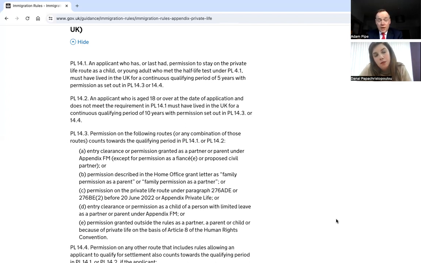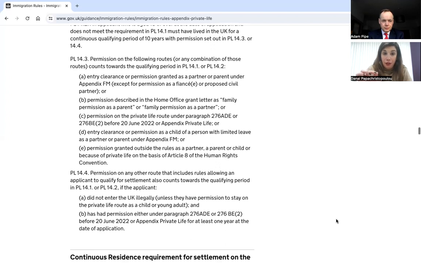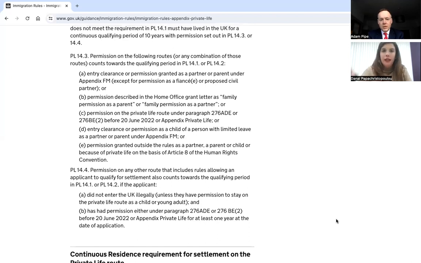Once you get the leave on the private life route, do you have to have it for a certain length of time before you can make the second application for settlement? It depends on the 5 years of qualifying period that you rely on. If it is one of the routes described in PA 14.3, then no, you can do it immediately as long as you meet suitability and the rest. But if any part of the 5-year qualifying period falls under 14.4, so it's not included in 14.3, but is a different route that still leads to settlement, then you will have to have it for a year.